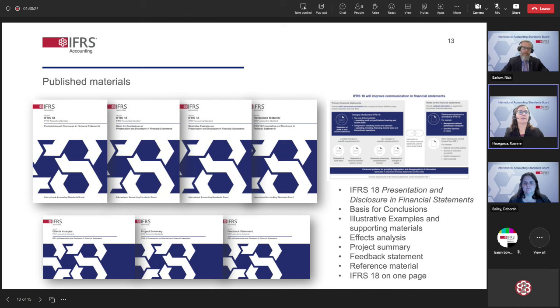We also have an effects analysis, which will help many of you on your implementation journey, highlighting, based on a sample of 100 entities, where we think the most changes will be required by IFRS 18. We also have a high-level project summary and a feedback statement on all the wonderful feedback that you gave us from the exposure draft. All of these materials are available on our website, and any new information that we add to the website, including the recording of today's webinar, will be available on our implementation support page.